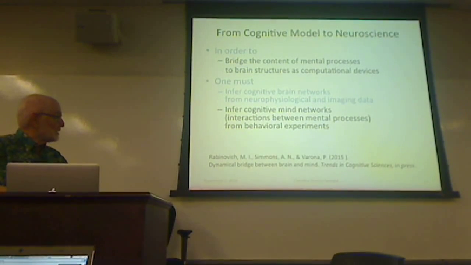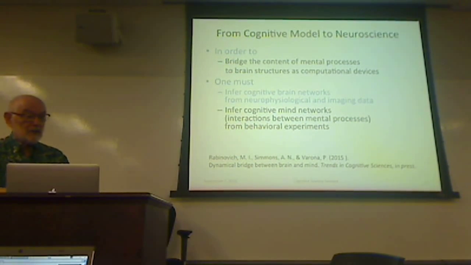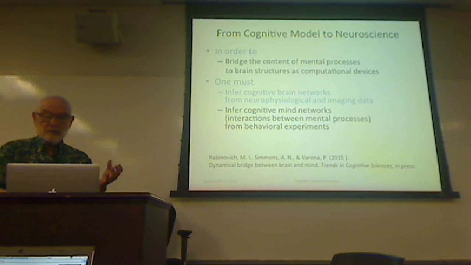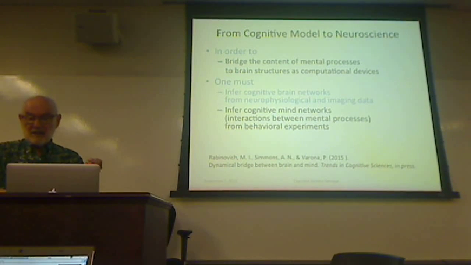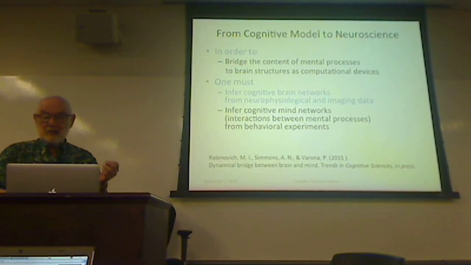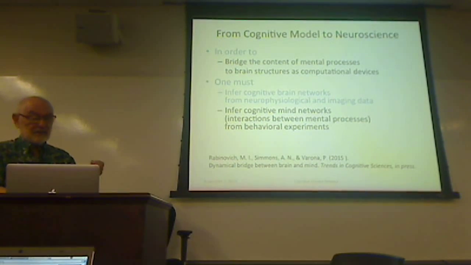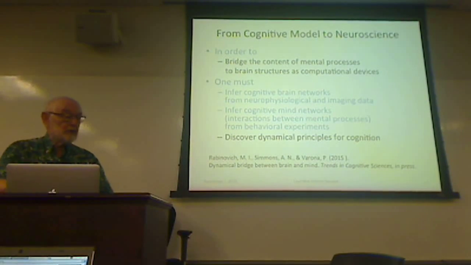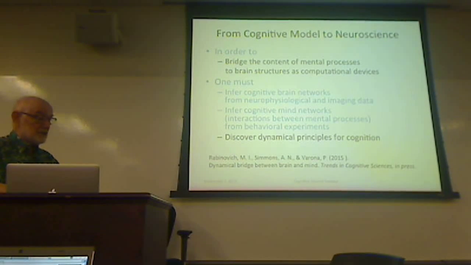We need to infer cognitive mind networks, interactions between mental processes, from behavioral experiments. Well, that's what the cognitive psychologists have been doing for decades now. And again, there's been lots and lots done. Except here, I think they may be further along than the neuroscientists, but they've been at it longer. And finally, what you need to do is to discover dynamical principles for cognition. Well, some of that's been done by the cognitive neuroscientists, but not a lot, as far as I can tell. Many more have been done by the cognitive psychologists.